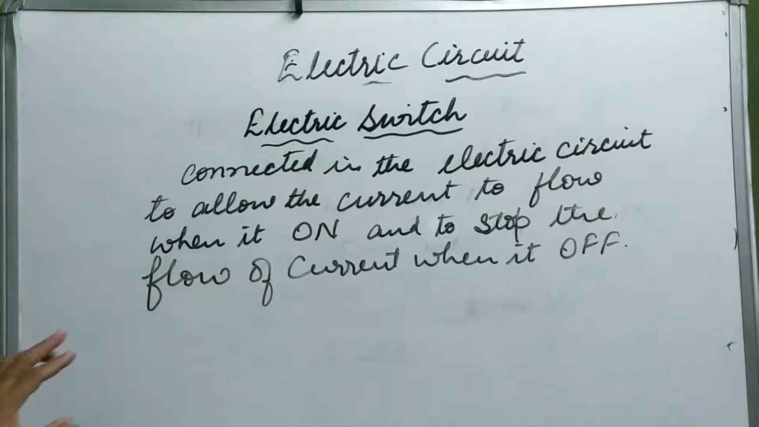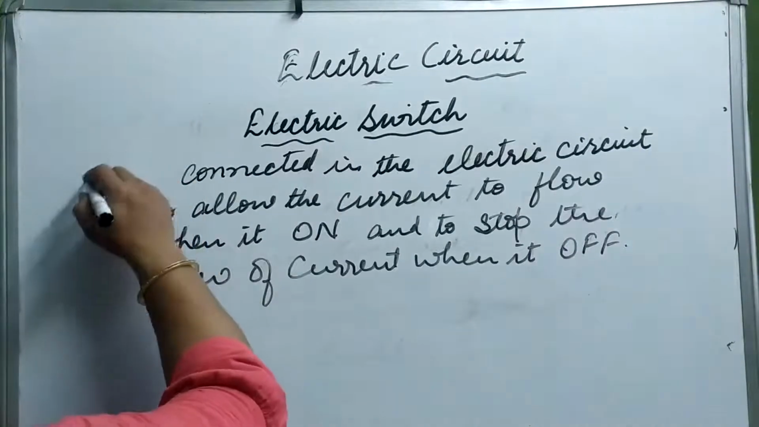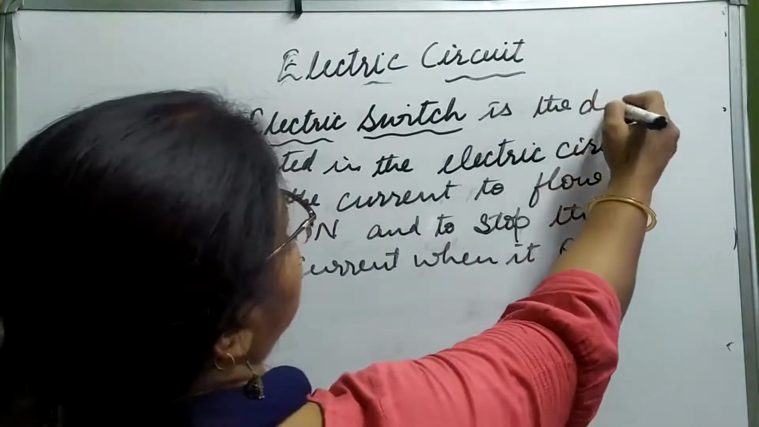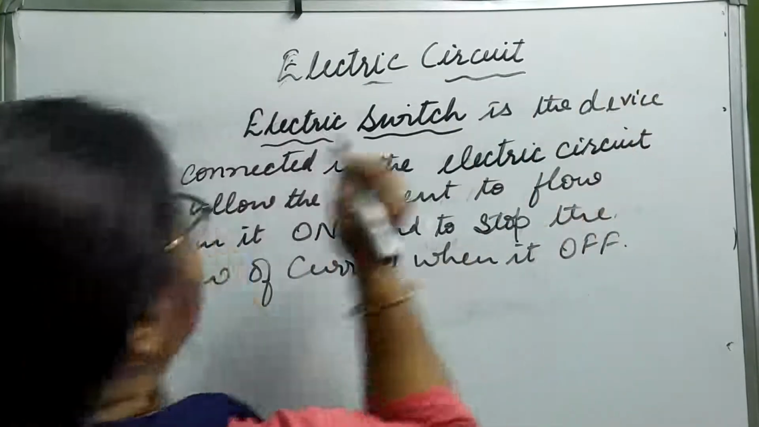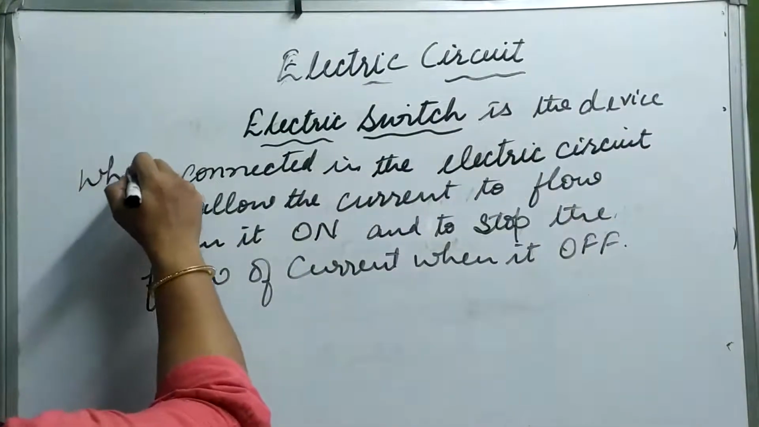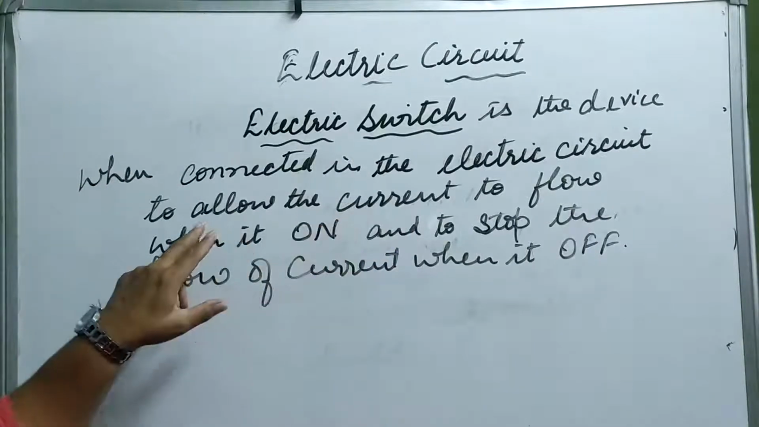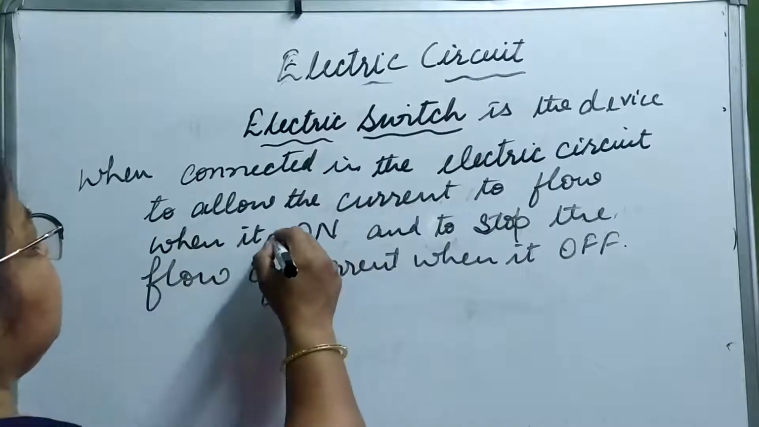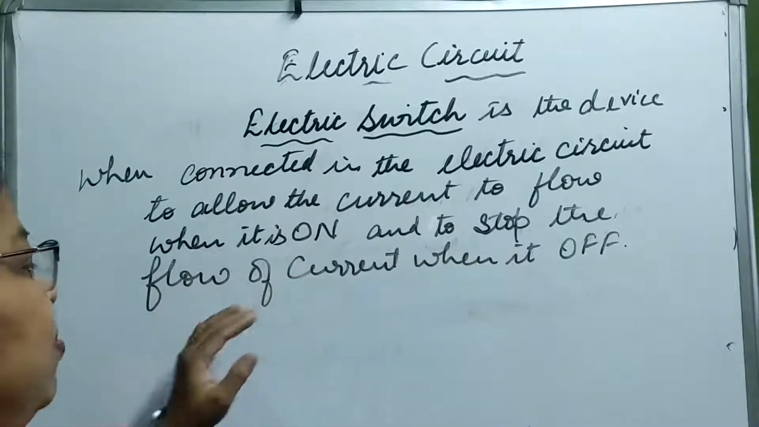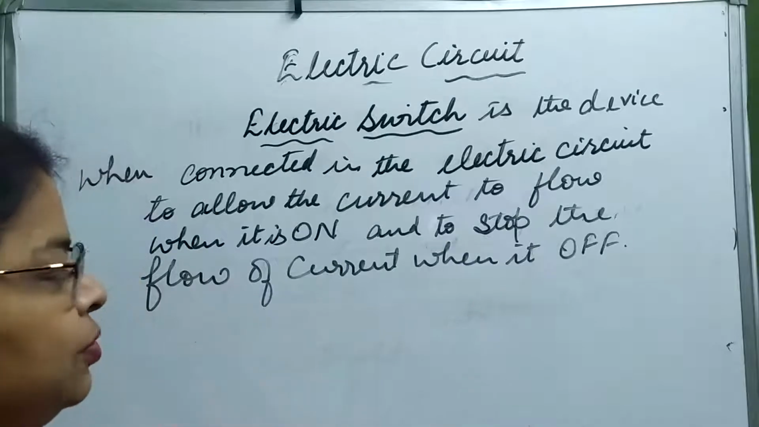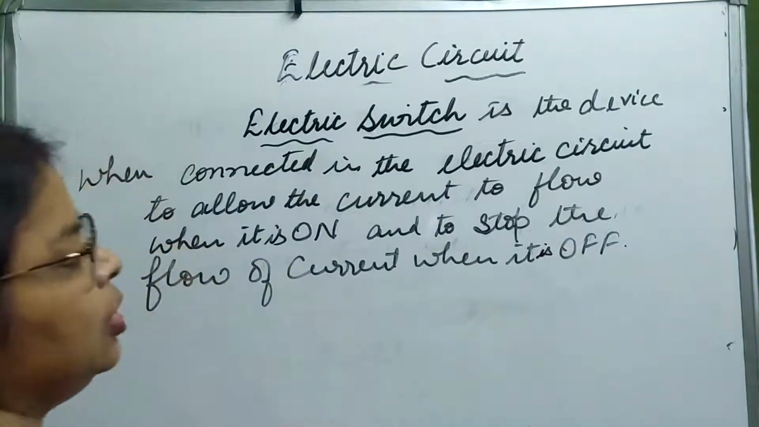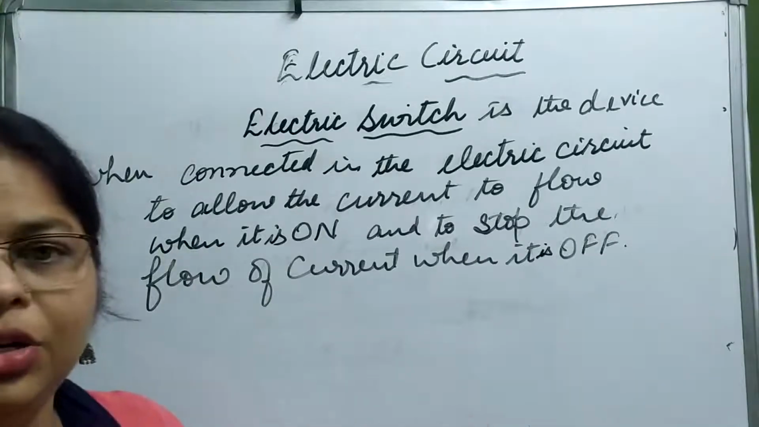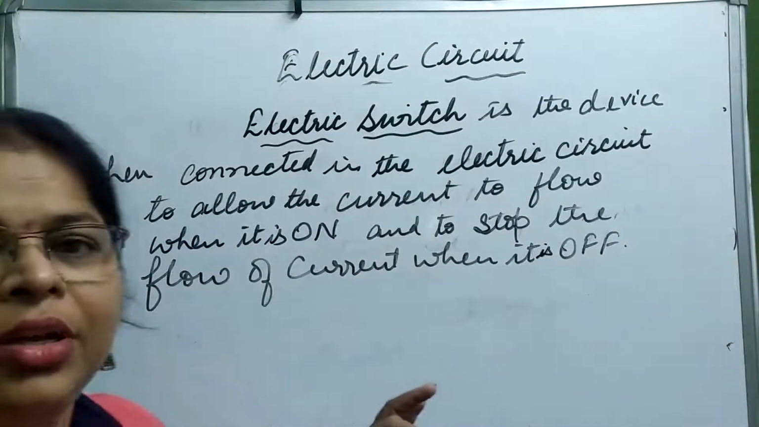Such type of device, when connected in the electric circuit, allows the current to flow when it is on and stops the flow of current when it is off. So it is basically a device which will allow the current to move through the electric circuit.